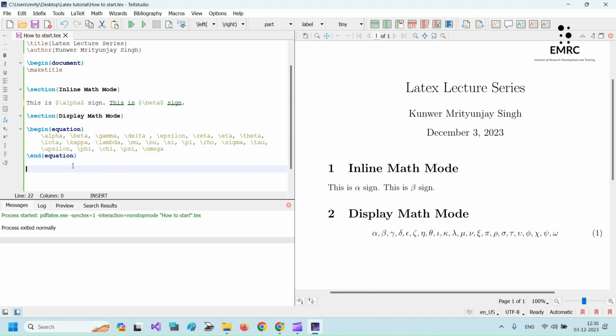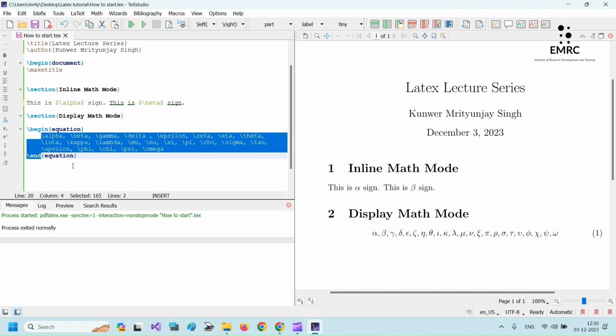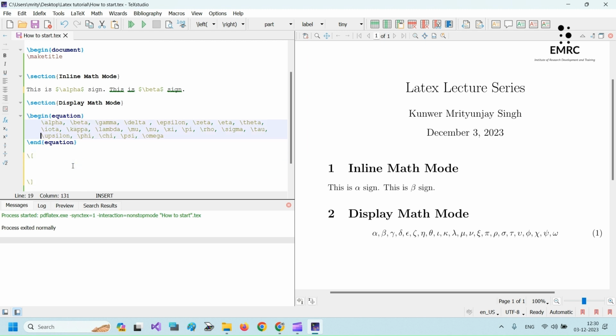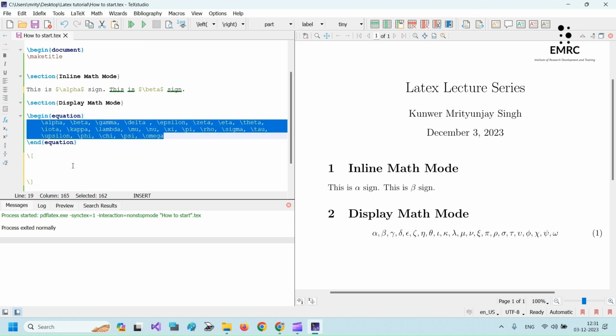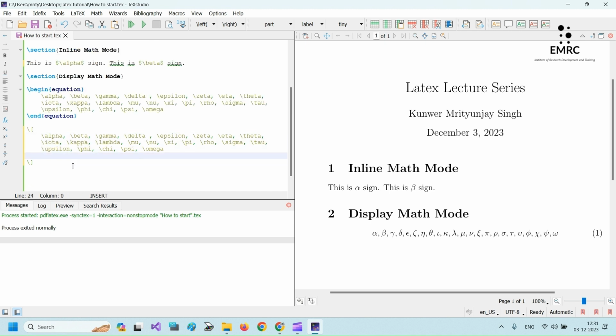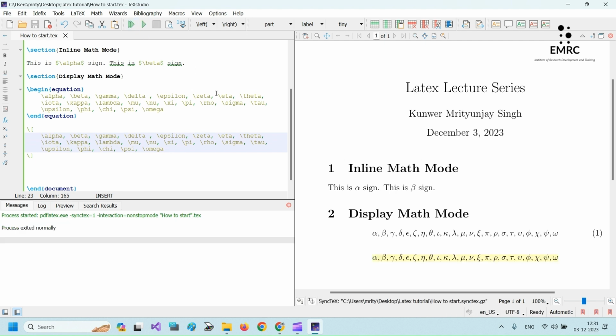You can write it in another way also. The same thing, just copy paste. First write like this, and you just have to copy paste it and compile it. Same thing, you can write like this also, or you can write begin equation.